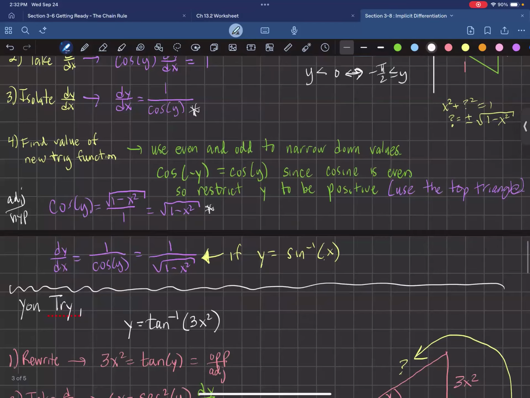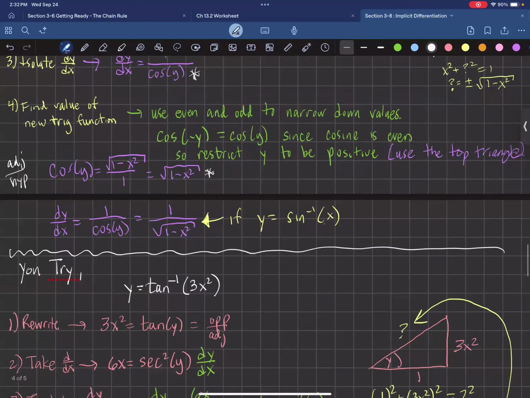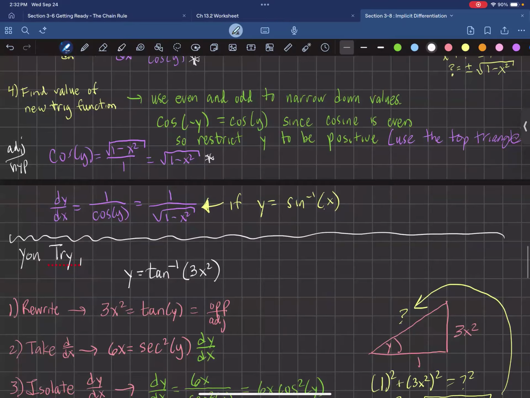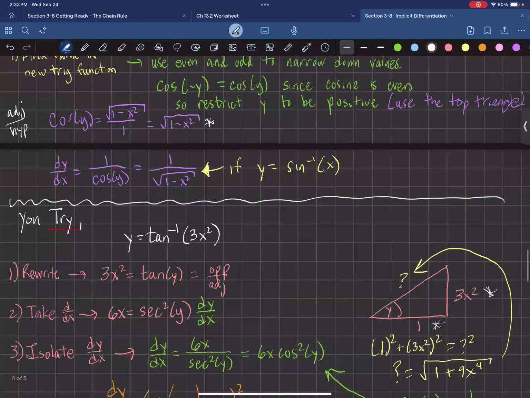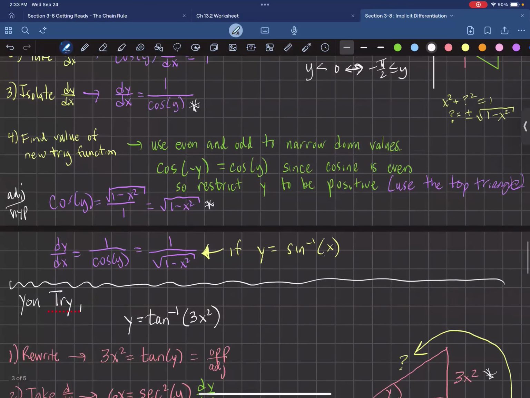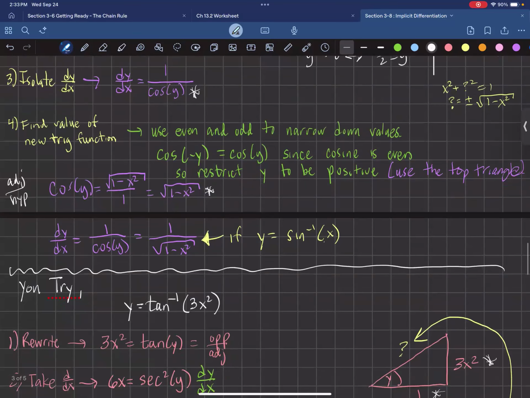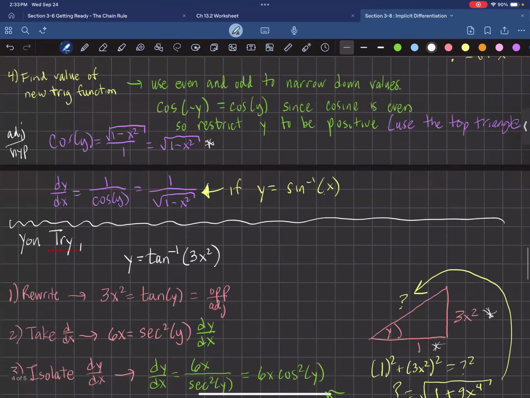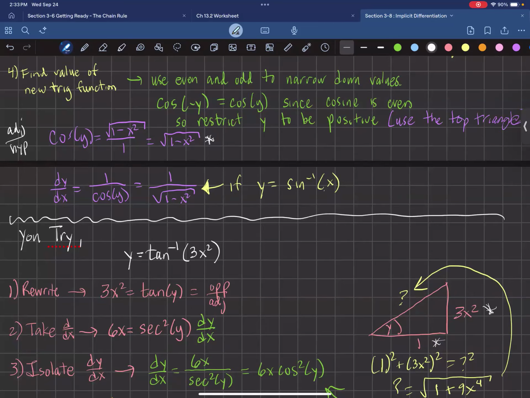Okay? So I rewrote it. I've got 3x squared equals tangent y. Tangent is opposite over adjacent. So when I did the picture, I got opposite is here, adjacent is here. When I solve for it, I get the question mark is the square root of 1 plus 9x to the 4th. And we'll go back to that in a second. We take the derivative of both sides, we get 6x on the left. On the right side, we have secant squared y dy dx. We isolate dy dx by dividing by secant squared y. So dy dx equals 6x over secant squared y.